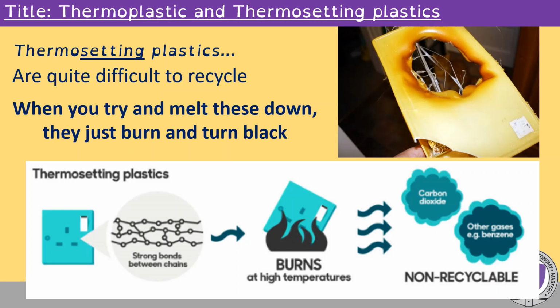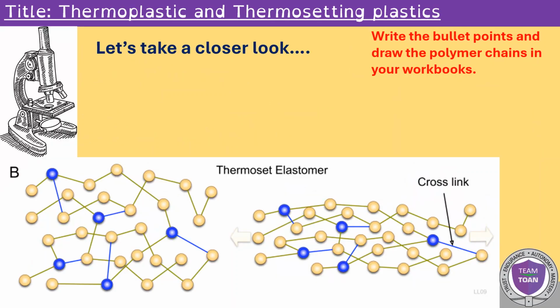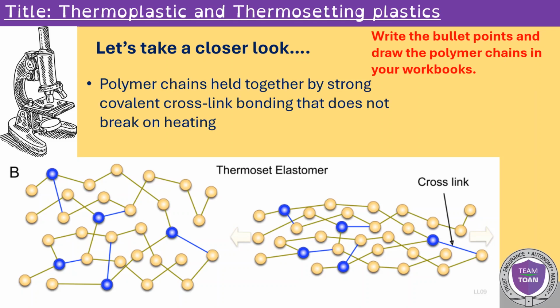So taking a closer look at this at the molecular level, polymer chains are held together by strong covalent cross-link bonding that does not break on heating, meaning that they are stuck together. They form like a 3D shape or a net. It remains hard when heated. This is the problem. This is why we cannot recycle thermosetting plastics.